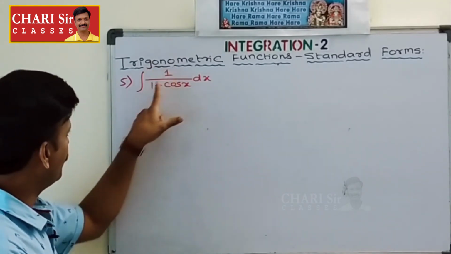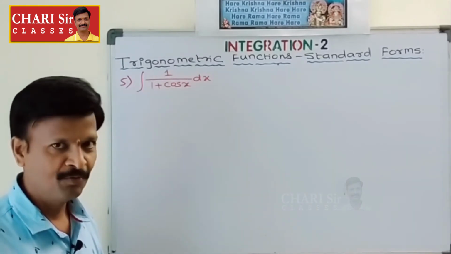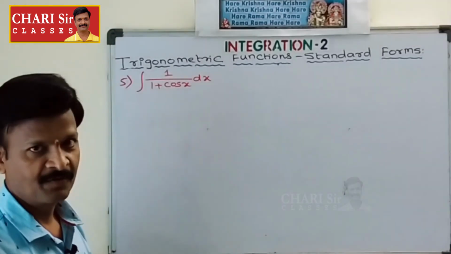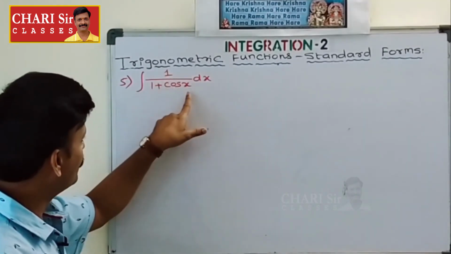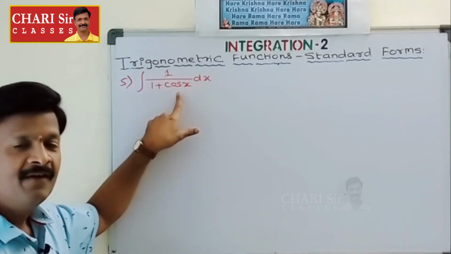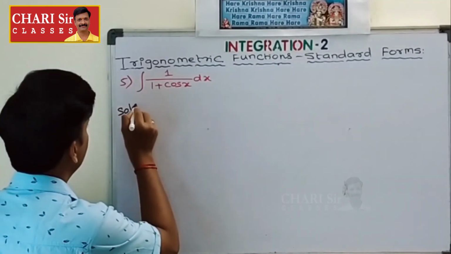See, the integration of 1 by 1 plus cos x dx is given. Can you integrate it directly? No, there is no standard form for this. So what you need to do, we need to take some transformations. When 1 by 1 plus cos x is given, just multiply and divide this fraction by 1 minus cos x. That can be done like this.